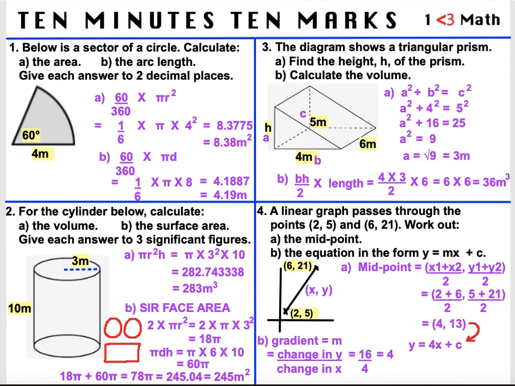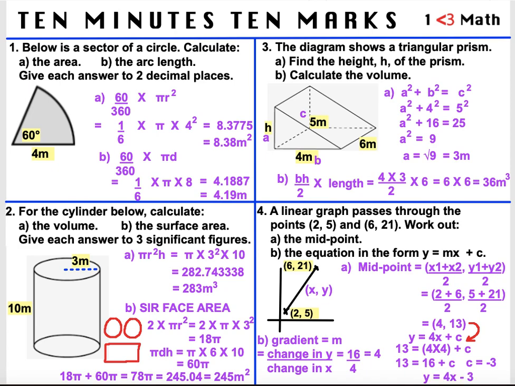So subbing that in, I'm going to have y as 13, and 4x is 4 times 4. So now I've got an equation that I need to solve. 13 equals 16, because 4 times 4 is 16, plus c. So I'm going to take away 16 from both sides. That's going to give me c equals minus 3. So that's my intercept. It would cut the y-axis at the coordinate 0, minus 3. But my equation is y equals 4x minus 3.